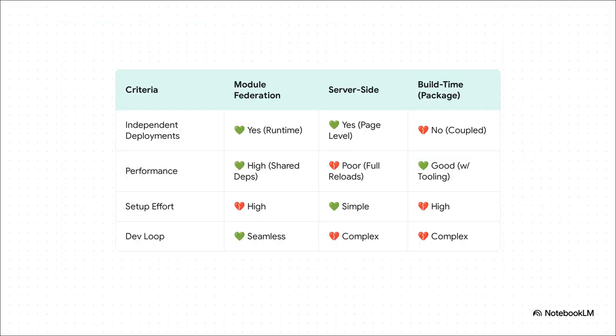And this table here, it just lays it all out so clearly. Look at Module Federation. It's green across the board for the big goals: independent deployments and fantastic performance, thanks to sharing dependencies. But what's the catch? The setup effort is high. That's a big red mark. On the flip side, that server-side pattern, super simple to set up, but you pay for it with lousy performance because of all those full-page reloads. And build time packages? They're kind of stuck in the middle. Performance is decent, but they chain your teams together.